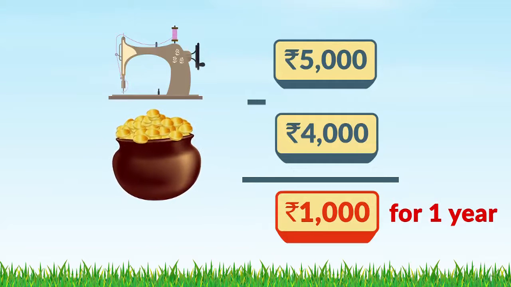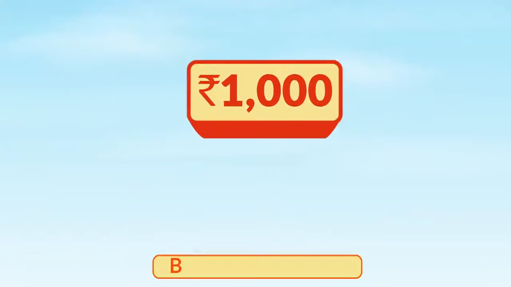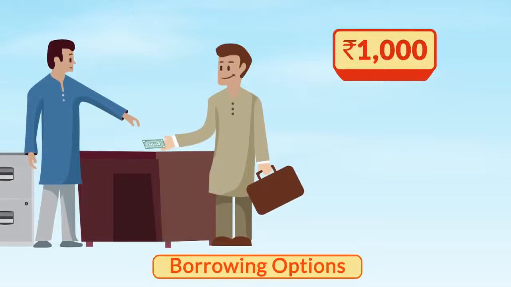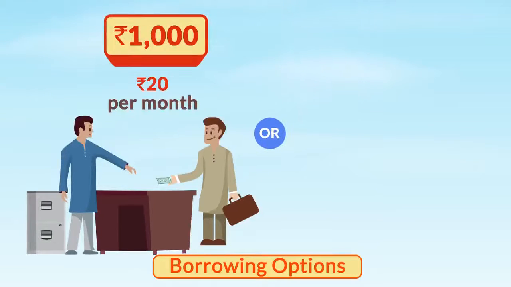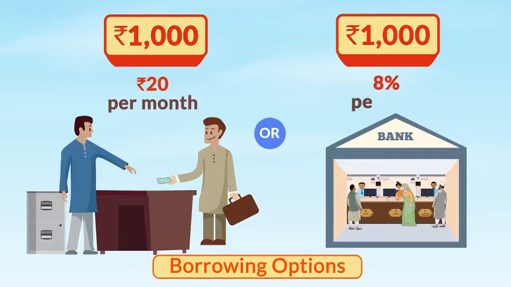It is so complicated. What are the borrowing options that you have? I can borrow 1,000 rupees from the local money lender who will charge me 20 rupees per month. Or I can borrow 1,000 rupees from our neighborhood bank, which will charge us 8% per year.